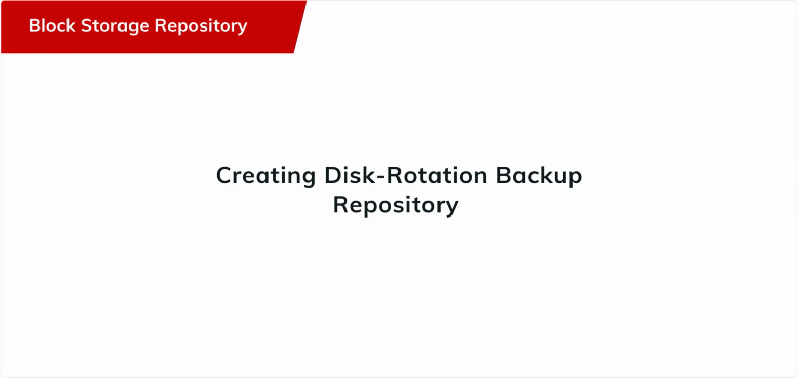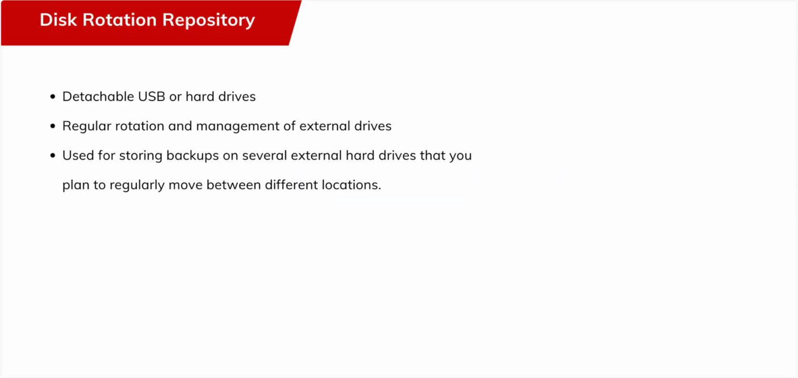Now, let us look into creating a disk rotation repository. A disk rotation repository allows you to use detachable USB or hard drives for backups. This is ideal for storing backups on multiple external drives rotated between locations. BDRSuite ensures the backup chain remains intact by creating a full backup if the drive is empty and adding an incremental backup to the existing chain if the drive has previous backups.